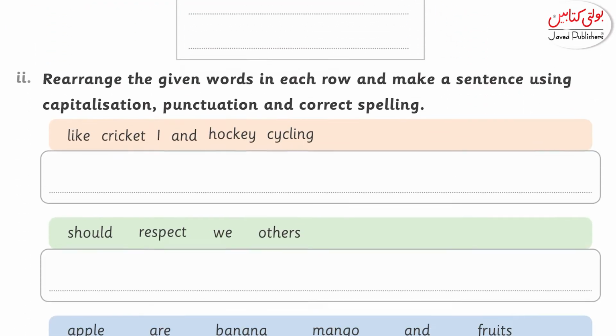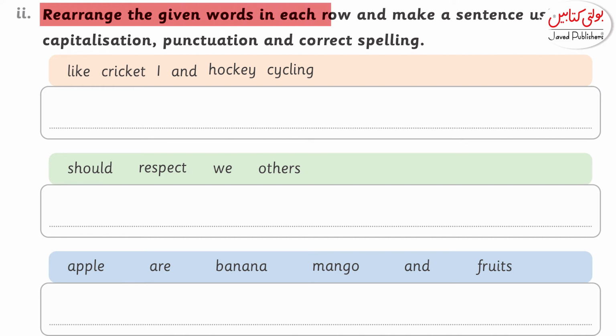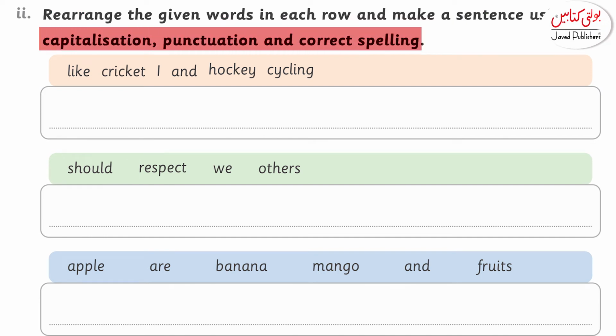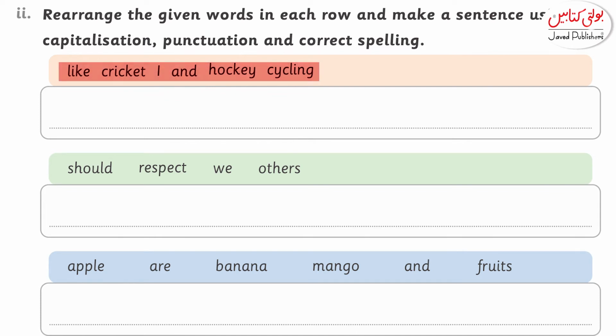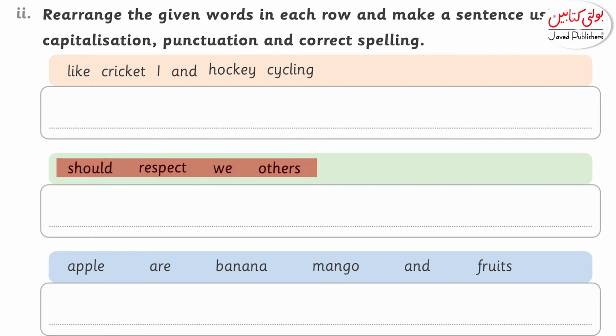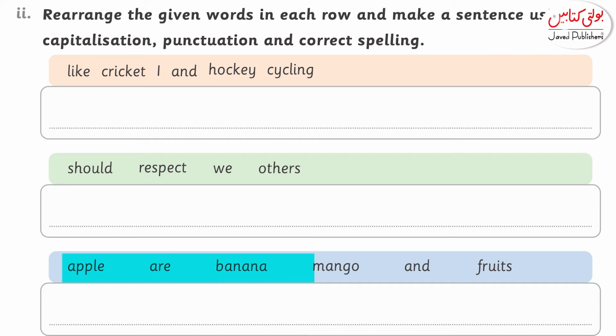Next question is rearrange the given words in each row and make a sentence using capitalization, punctuation and correct spelling. First sentence, like cricket, I and hockey, cycling. So the correct sentence will be I like cricket, comma, hockey and cycling, full stop. Should respect we others: we should respect others, full stop. Apple are banana, mango and fruits: apple, comma, banana and mango are fruits.